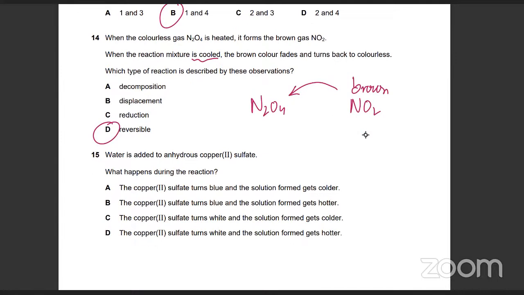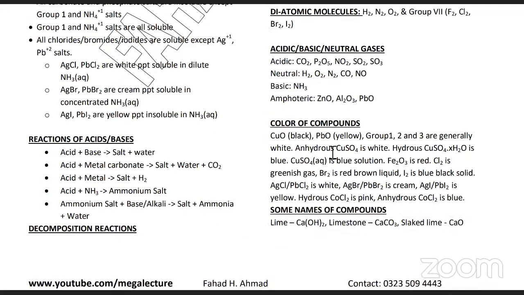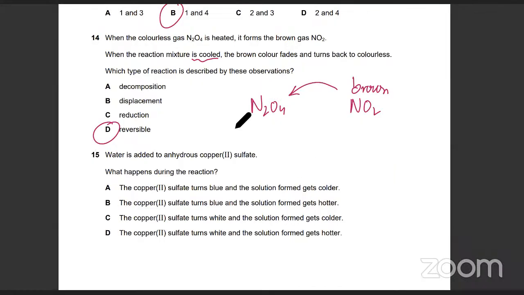Okay, anhydrous copper sulfate. What happens? Anhydrous copper sulfate, water is added. So what happens to it? Blue to white, I think. No, it turns blue. It's written here on the data sheet. Anhydrous is white. Without water, it's white. Hydrated, meaning with water, it's actually blue in color. So what you're going to get is a blue solution. So it turns blue.